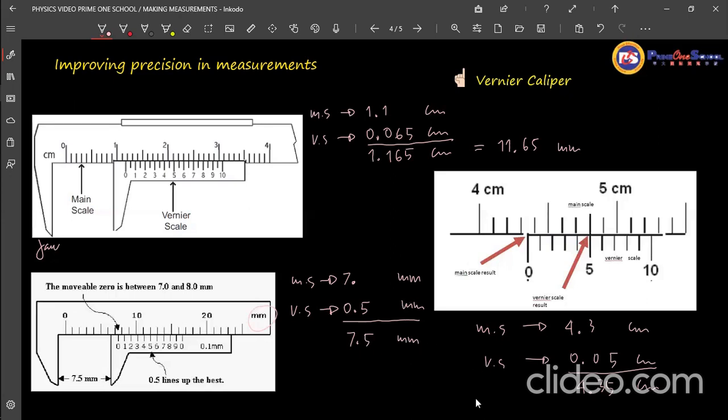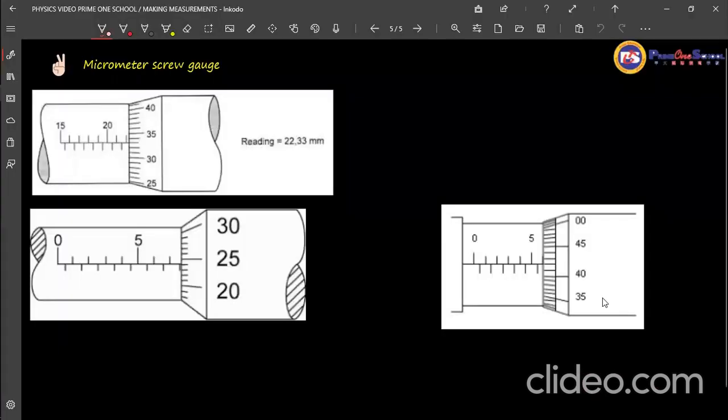So next we will talk about the micrometer. Okay, now we will learn about how to read the scale of micrometer screw gauge. Okay, so look at this example. So for the micrometer, the main scale is always in millimeter. Okay, so this one is in millimeter. So this one is the main scale, and this one is, I don't know how to say it, the Vernier scale, or micrometer scale.